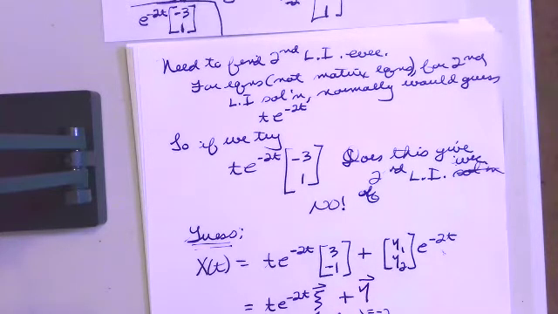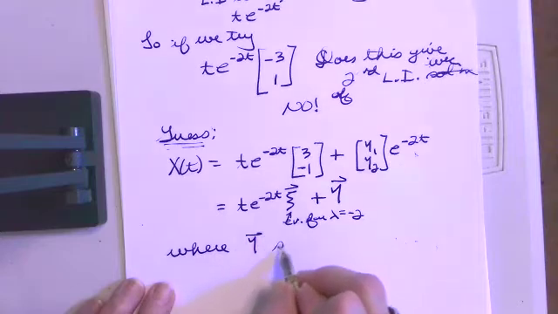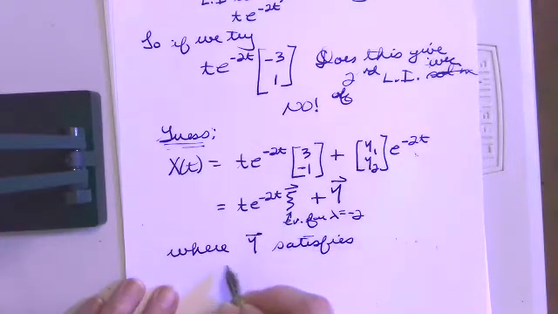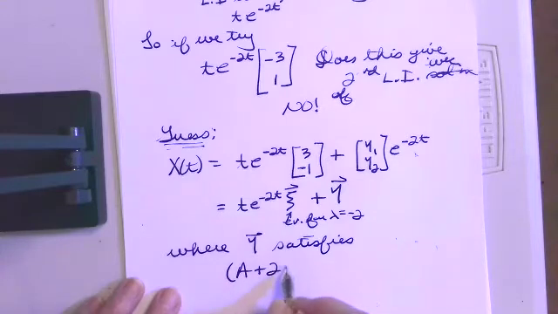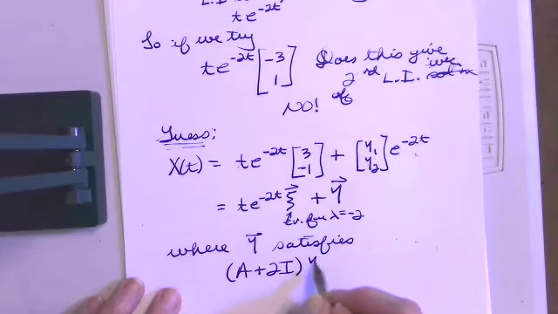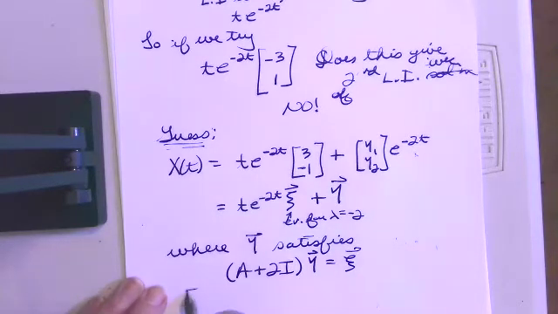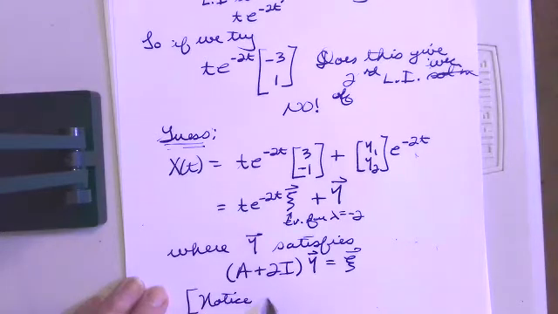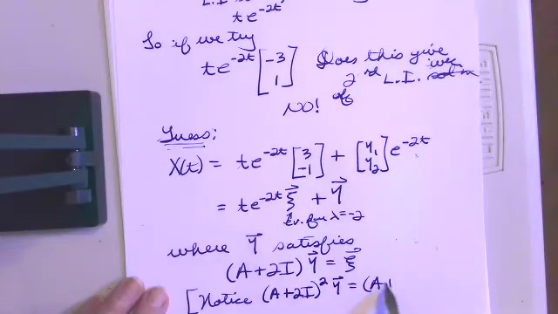And this is where eta satisfies that A plus 2 times I times eta equals c. That might seem really confusing, and it is a bit, but notice that if I applied the matrix A plus 2I again to both sides, on the left I would get A plus 2I squared times eta, and on the right A plus 2I times c. But since c is an eigenvector for the eigenvalue minus 2, this is equal to 0.